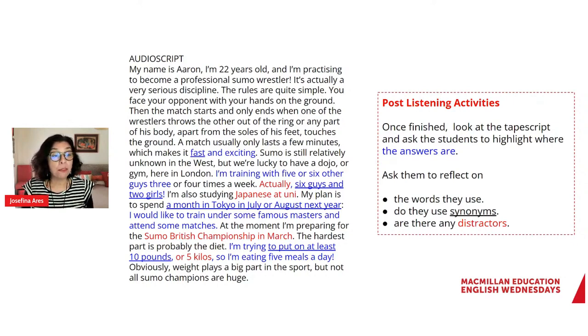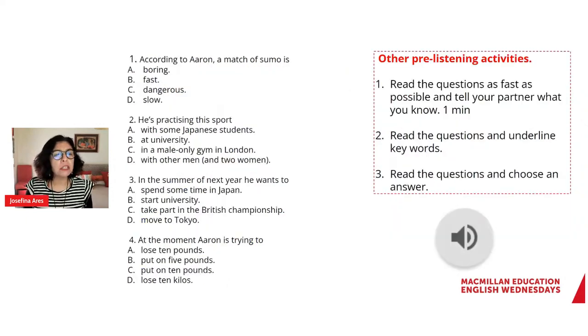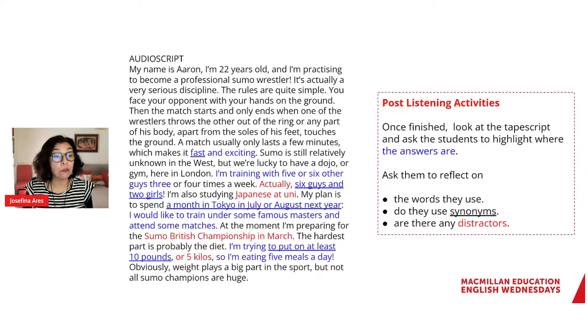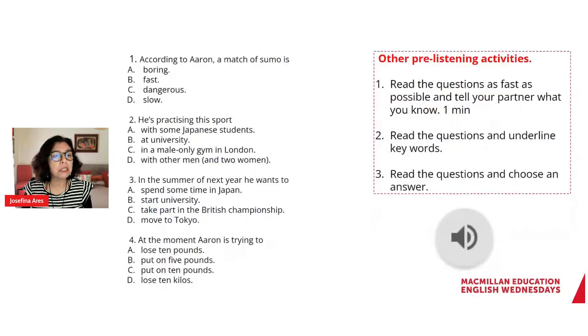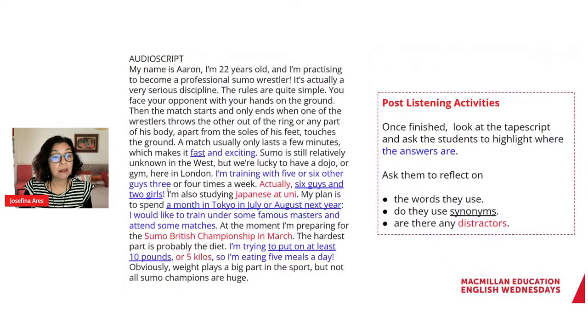So the first question was, according to Aaron, a match of sumo is... and he says here, a match usually only lasts a few minutes, which makes it fast and exciting, and they had boring, fast, dangerous, and slow. So obviously the answer is fast. Then the second question was, he's practicing this sport with some Japanese students at university, etc.: who he's practicing it with. And I've put here, I'm trying with 5 or 6 other guys 3 or 4 times a week. Actually, 6 guys and 2 girls.